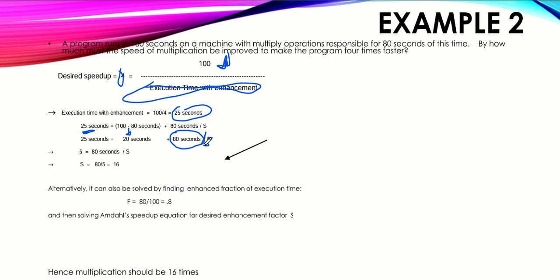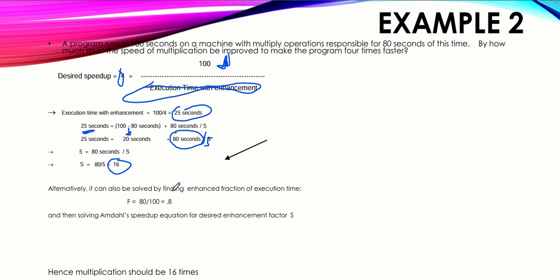Then you solve the equation. You move the 20 seconds over and subtract to get 5. Then you change the subject and end up with 16. What it means is that if you want this machine to run 4 times faster, you have to speed up the multiply instructions 16 times.